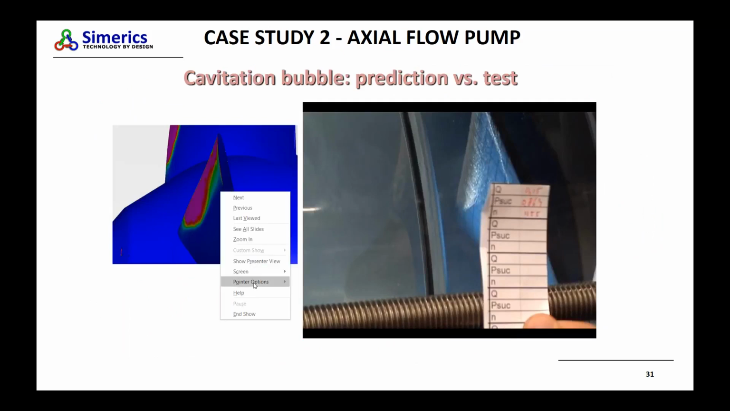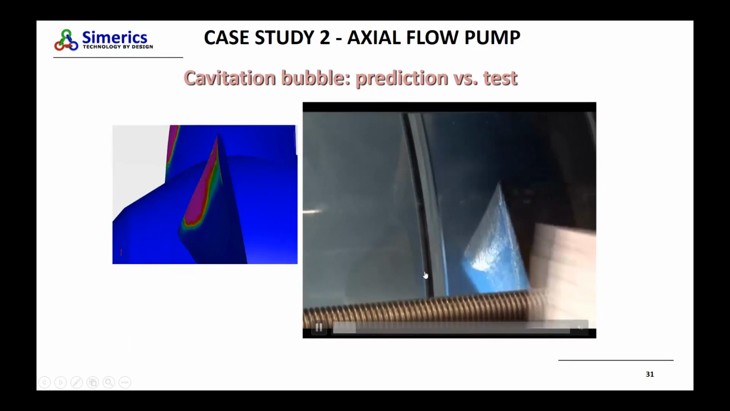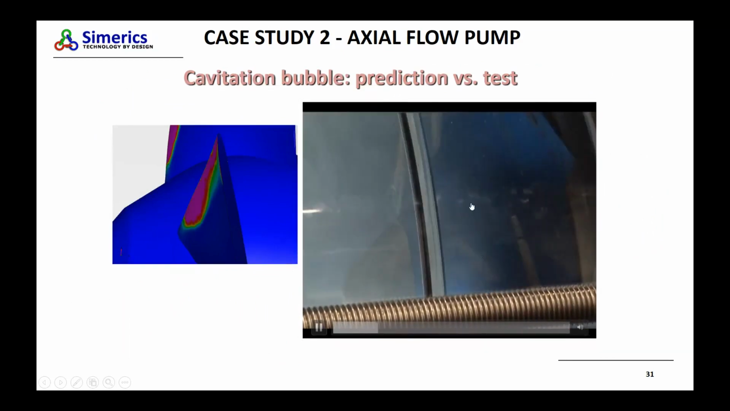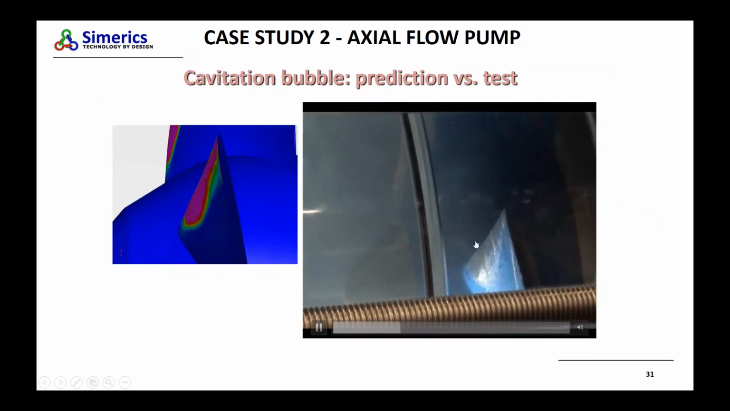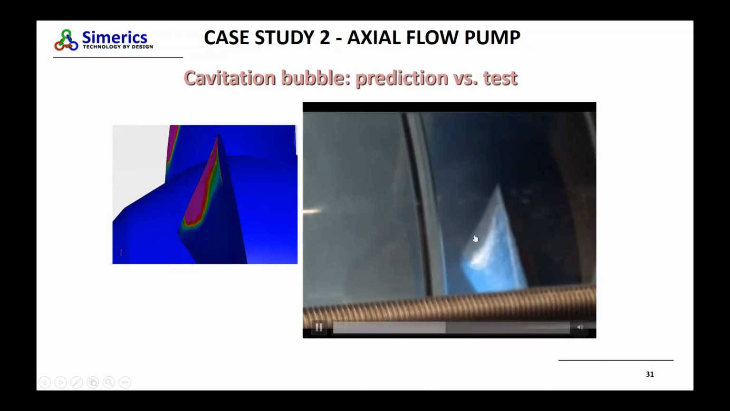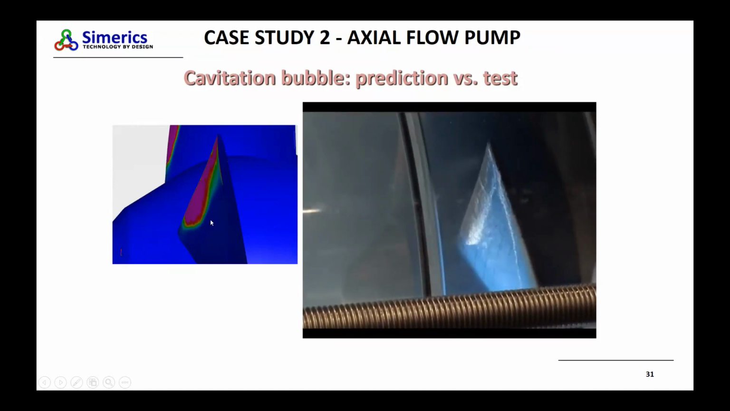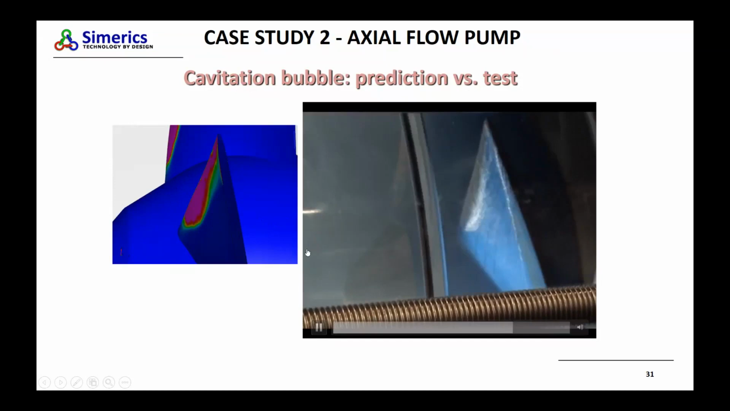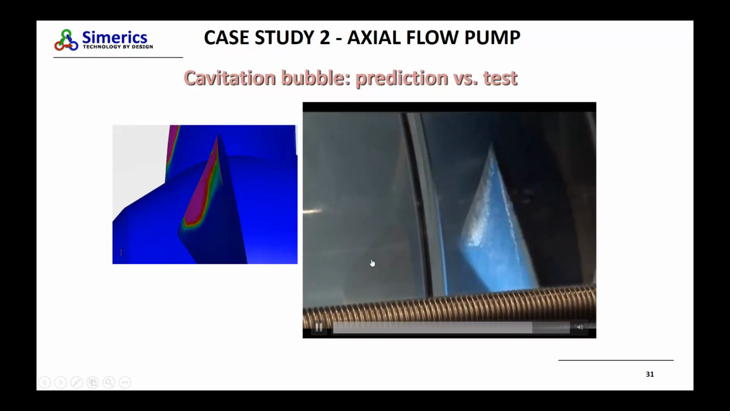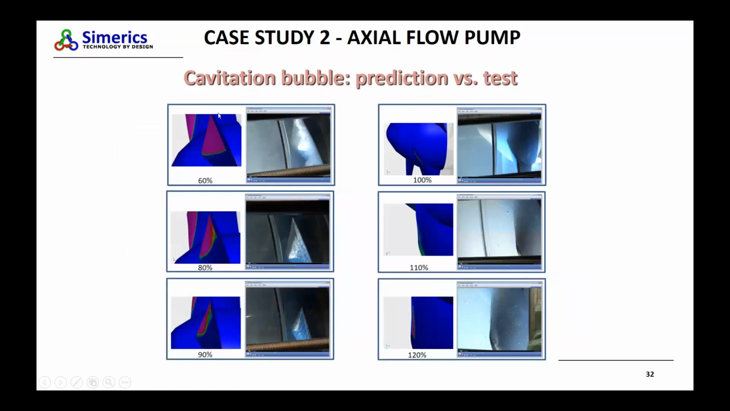So here I'll show you the animation of this. This is how the visualization window in the test showed this bubble. It's forming on the suction side of this blade, and we can see this bubble clearly captured in our cavitation modeling inside our numerical software. So this is at, I think, 80% flow. I'll show that in the next slide. So let this run through. This is essentially at 80%. That was the video you saw.